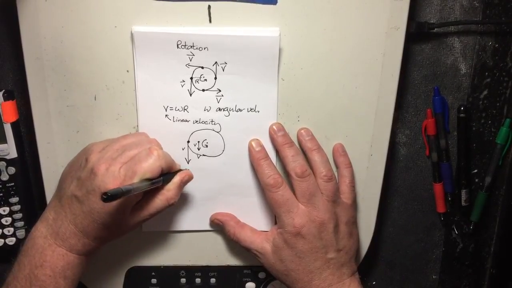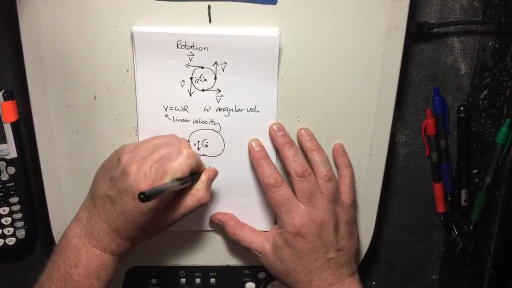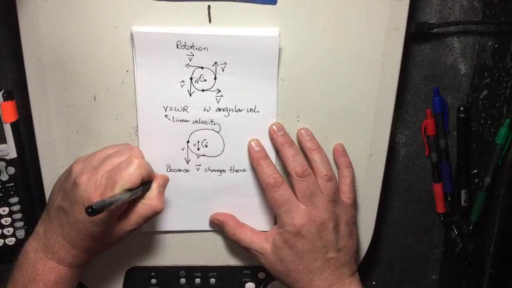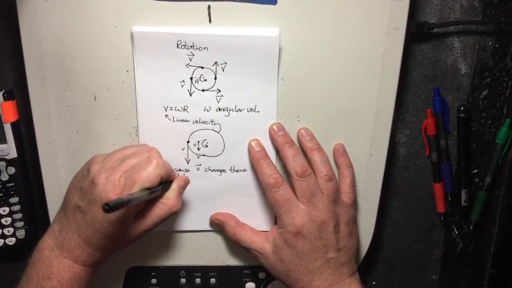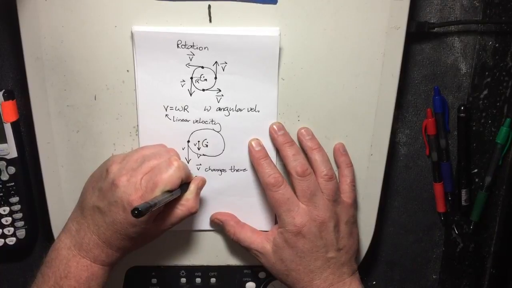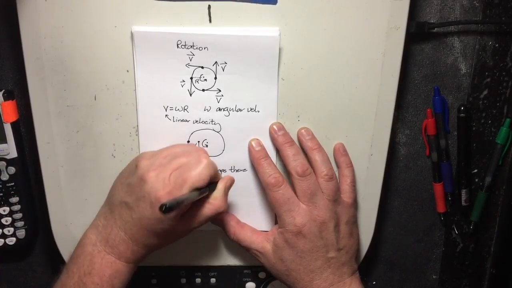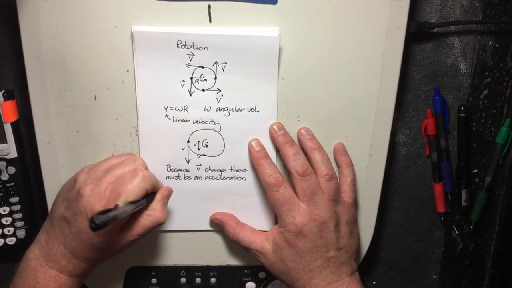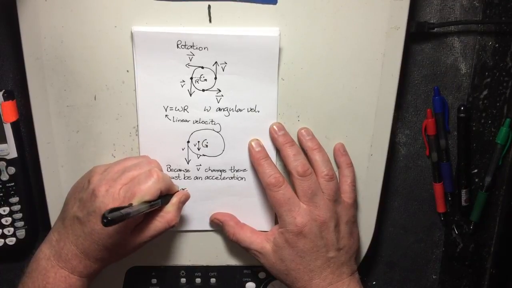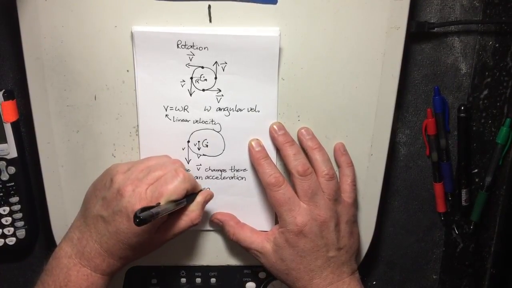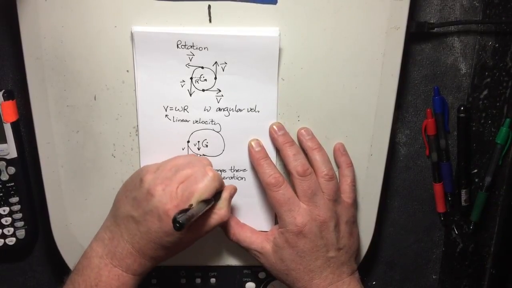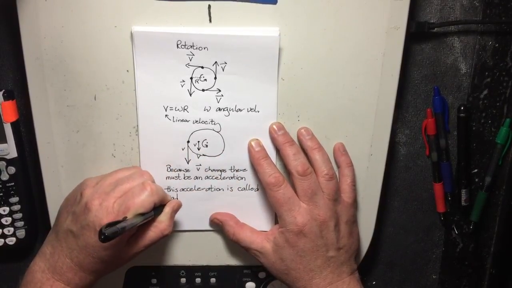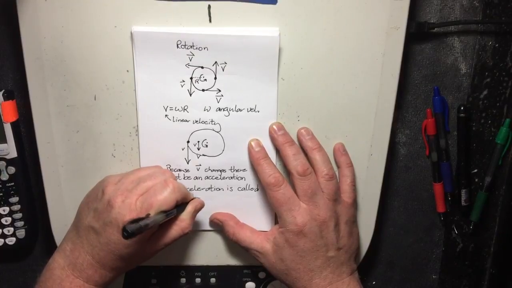Because velocity changes, there must be an acceleration. This acceleration is called radial acceleration.